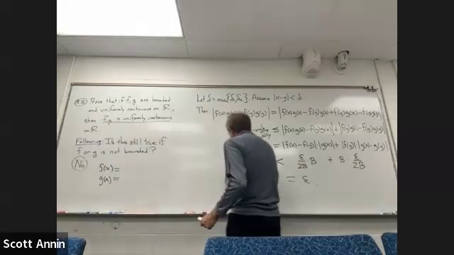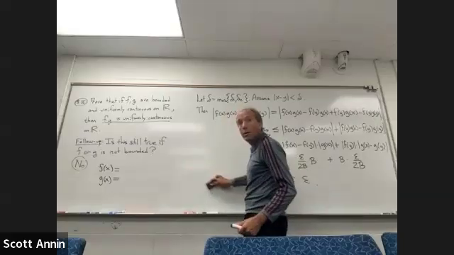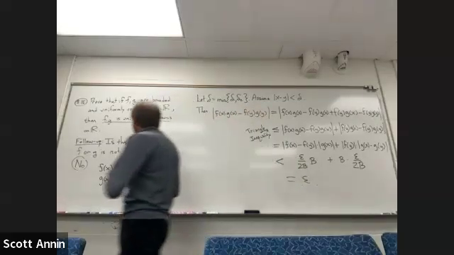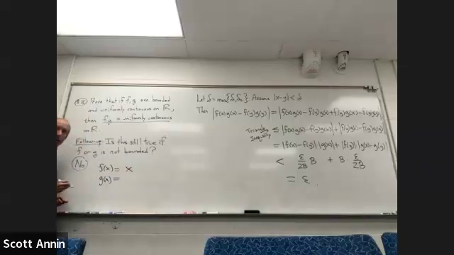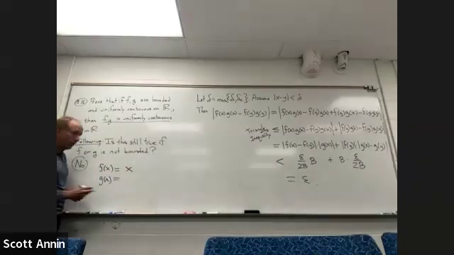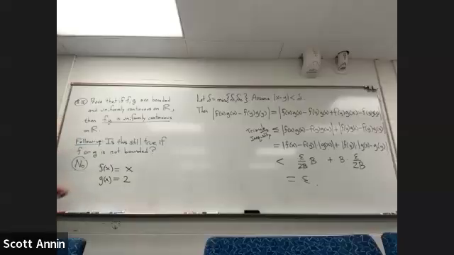Couldn't one of them just be a constant and the other a simple function like x? Oh yeah, what if I use x, right? And then what would be the other one? 2. Okay, so is that uniformly continuous on R?